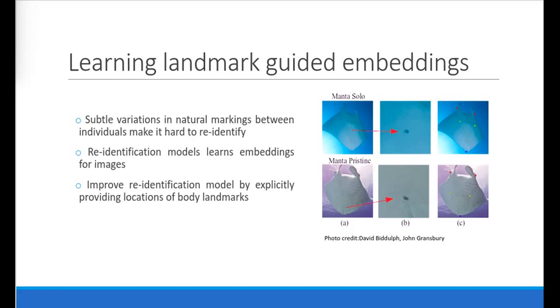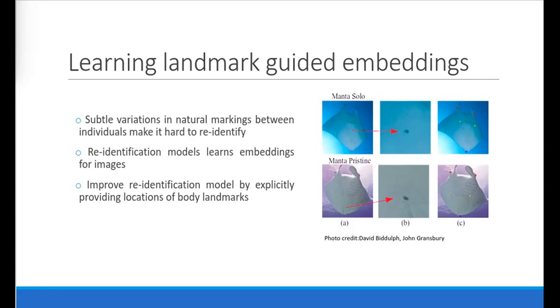similarities among different individuals. For example, different manta rays can have a very similar spot pattern, but located at different positions on a belly. The figure shows how two manta rays with only one black dot on the belly, and the only difference is the location of the spot with respect to the landmarks. And the landmarks here can be eyes, gills, and tail.